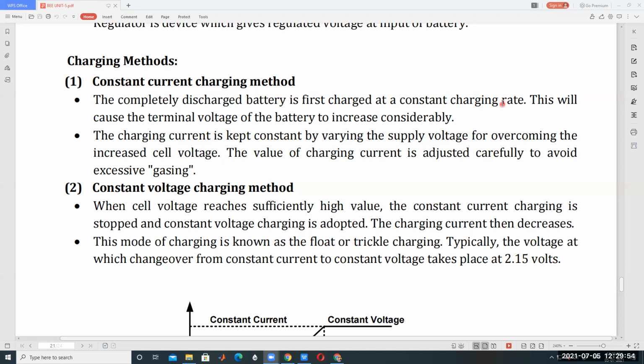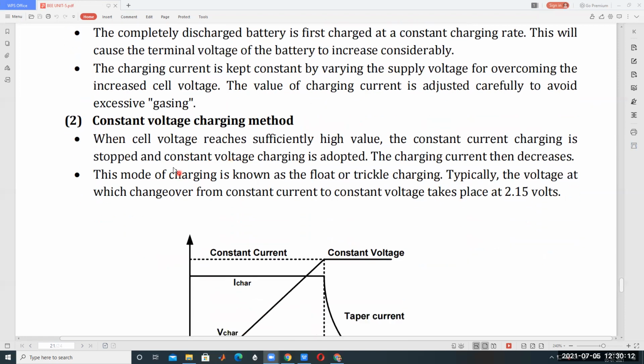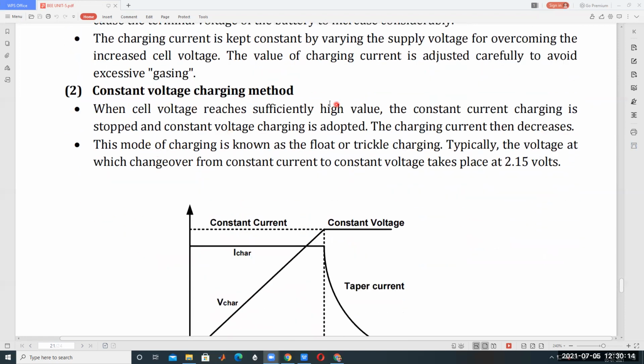That is called dI/dt: constant current with a constant charging rate. This will cause the terminal voltage of the battery to increase considerably. Slowly the battery voltage is increasing. And then the next method, the constant voltage charging method.